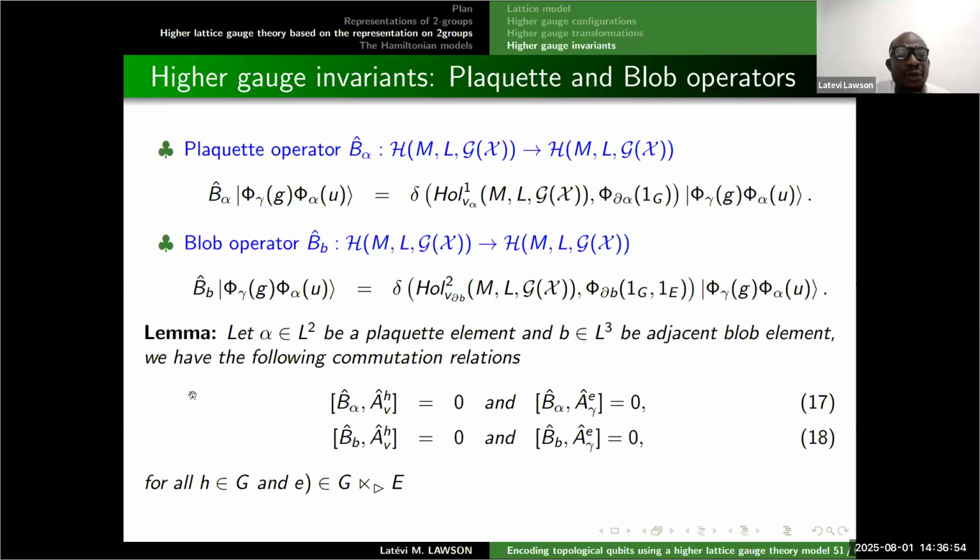Now, from this holonomy, we are going to associate an operator that we call the plaquette operator for the one holonomy, defined like this. And for the two holonomy, we associate an operator that we call the blob operator, which is defined in this form. Like I said, these operators are invariant. This invariance is shown by relations 17 and 18, showing that the action of the vertex operator and the edge operator leaves this operator invariant. That is interpreted here by the commutation relation, this relation.